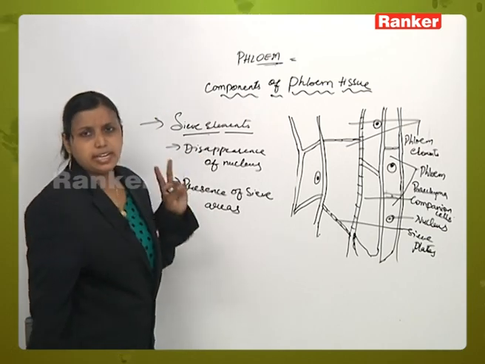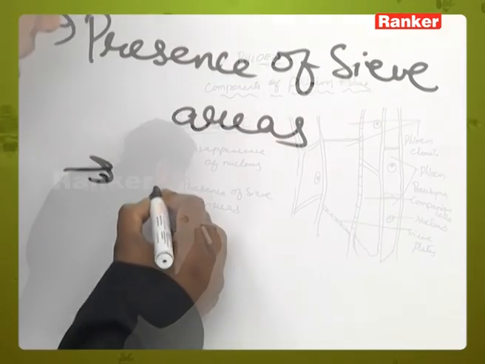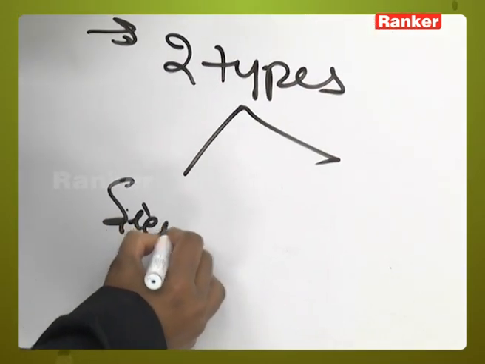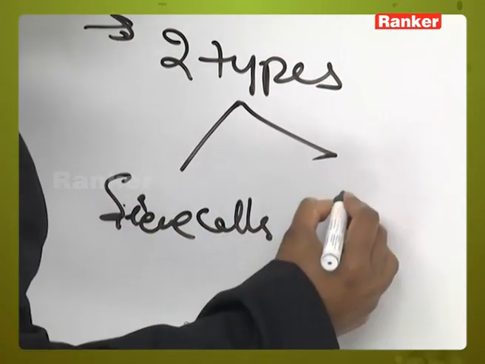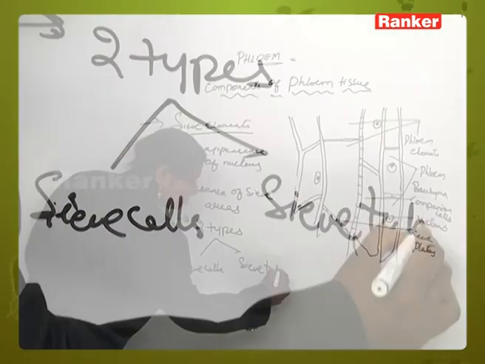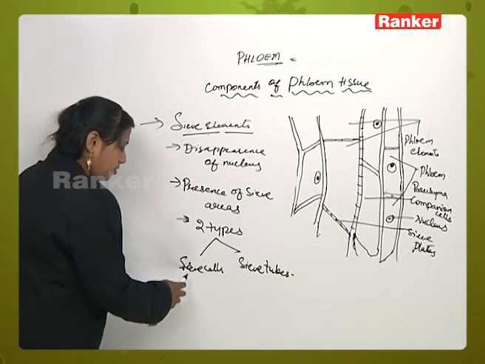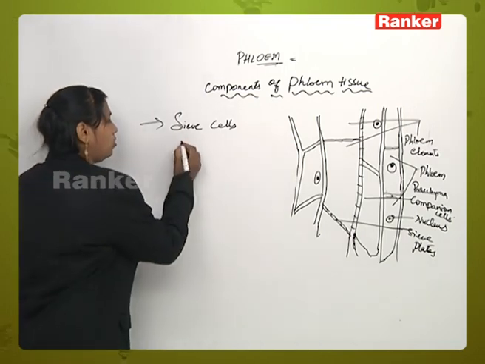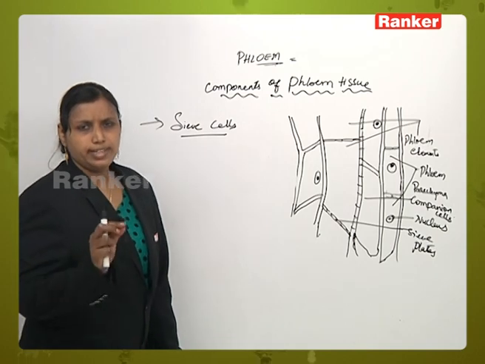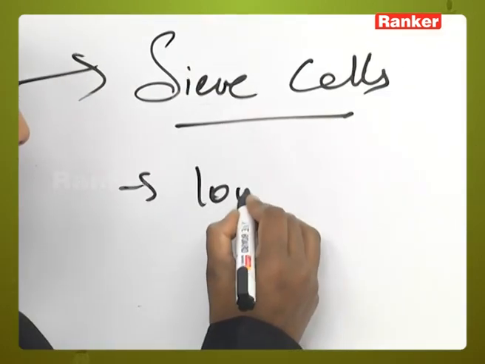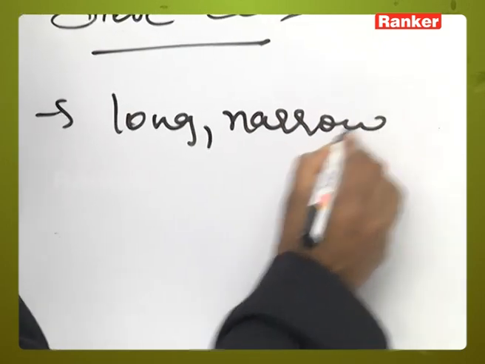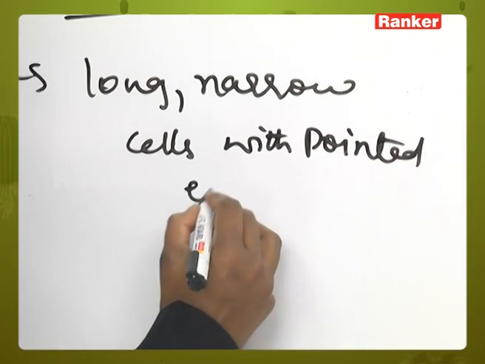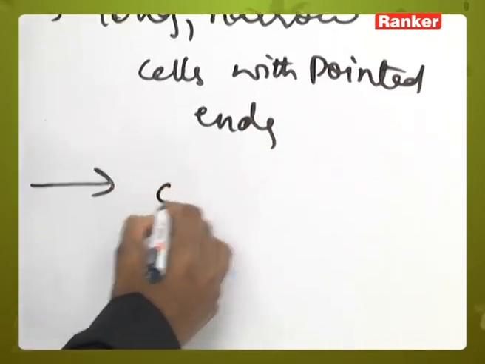Sieve elements are of two types: sieve cells and sieve tubes. Now first we will deal with sieve cells. What are sieve cells? Sieve cells are long, narrow cells with pointed ends, and the end walls are oblique.